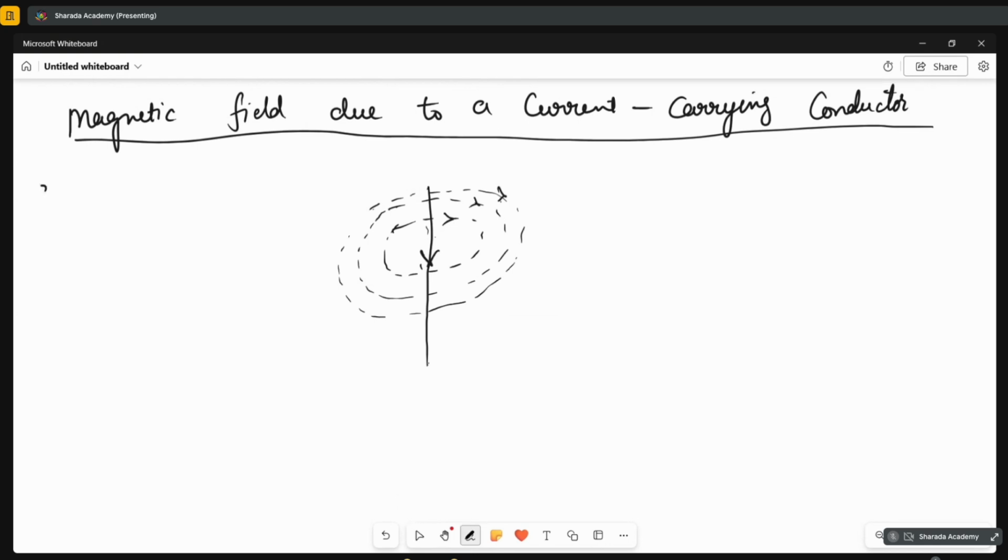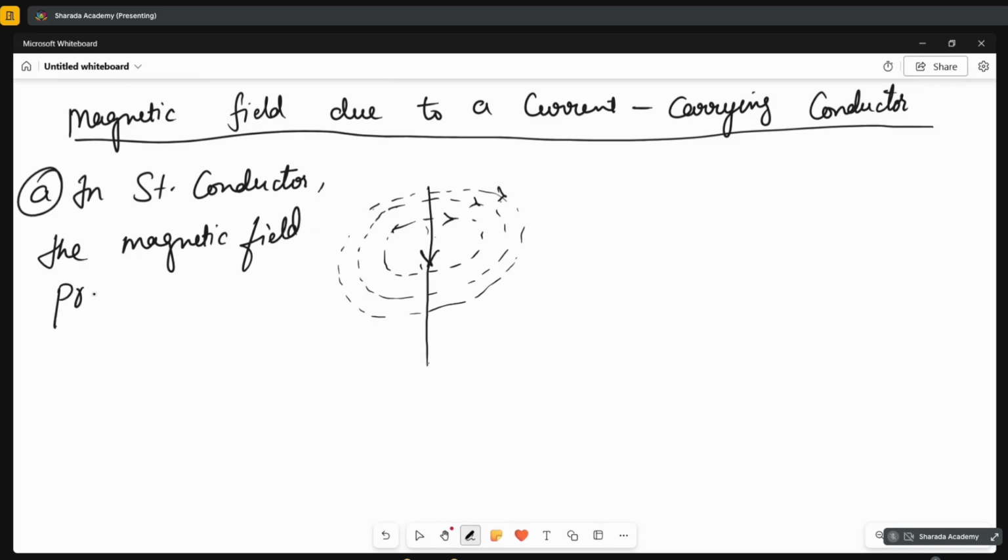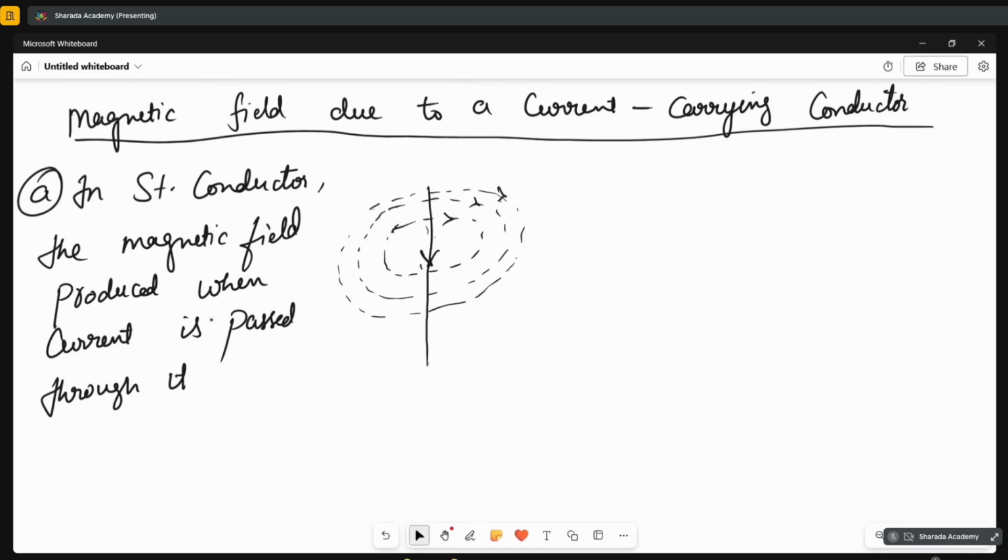Write down. In a straight conductor, the magnetic field produced when current is passed through it, are in concentric circles.